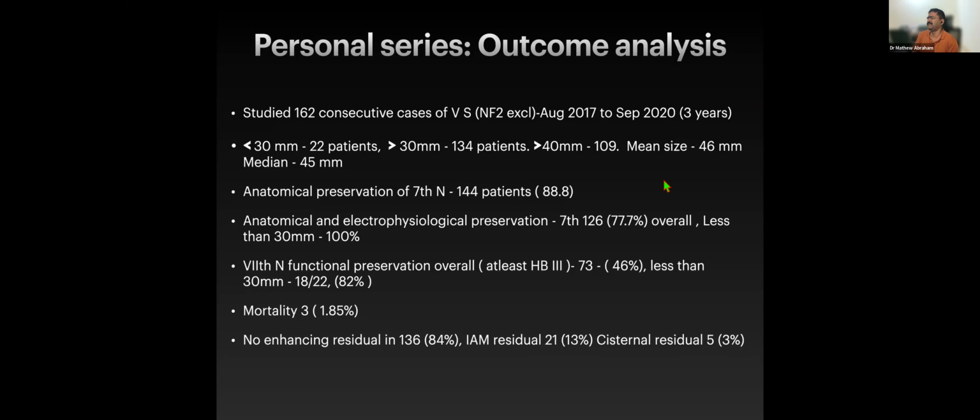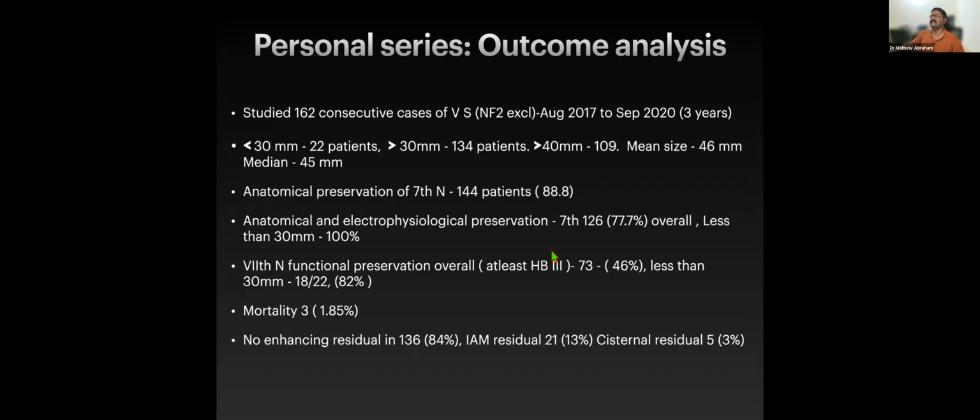We all know that the larger the tumor, the more difficult it is. Anatomical preservation of the seventh nerve was possible in 144 patients, that is 88.8%, irrespective of the size. Anatomical and electrophysiological preservation was possible in 126, that is 77.7% of patients. Overall, in lesions less than 30 millimeters, 100%. The seventh nerve functional preservation overall, however, has not been that great in the overall series. At least House-Brackmann grade 3 has been achieved in 73, that is 46%. And when the tumor is less than 30 millimeters, it has been 82%.